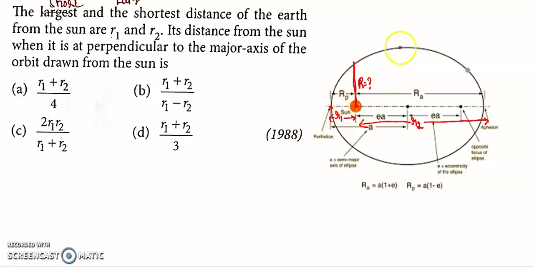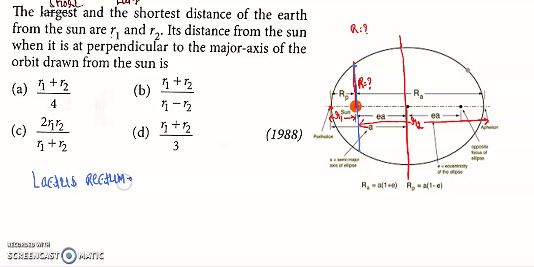So we take the semi minor axis. This is the semi minor axis, and you have to calculate r. This complete part is called the latus rectum. We already studied this in mathematics. So what is the formula for the latus rectum?